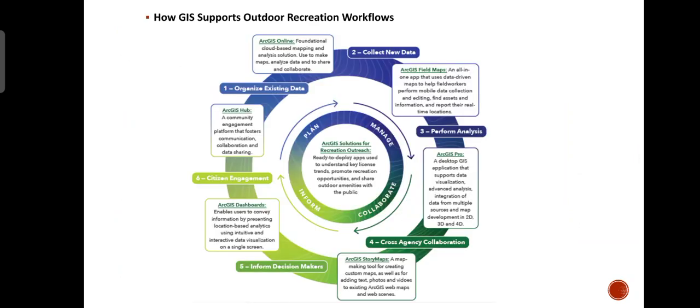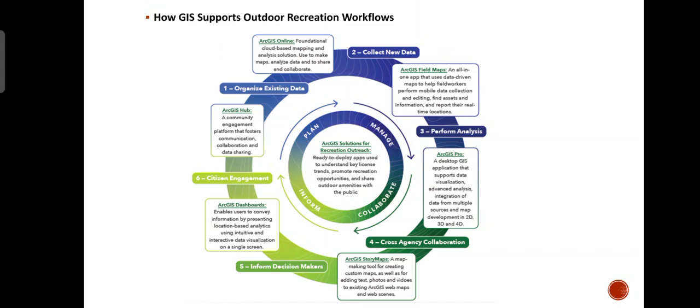Next, how GIS supports outdoor recreation workflows. This picture shows the role of ArcGIS in outdoor recreation. Here are 6 major steps. First one is organize existing data. Second, collect new data. Third, perform analysis. Fourth, cross agency collaboration. Fifth, inform decision makers. Sixth, citizen engagement. And the first step will be the seventh one.